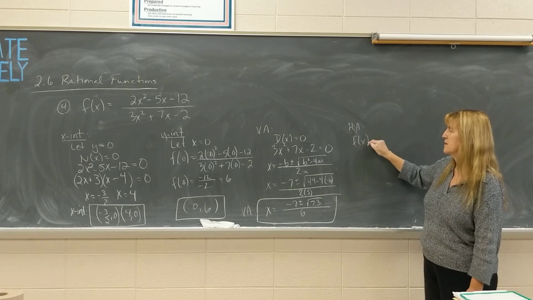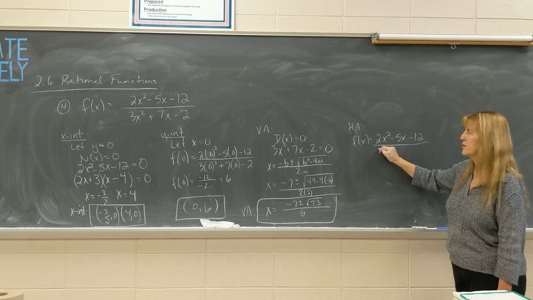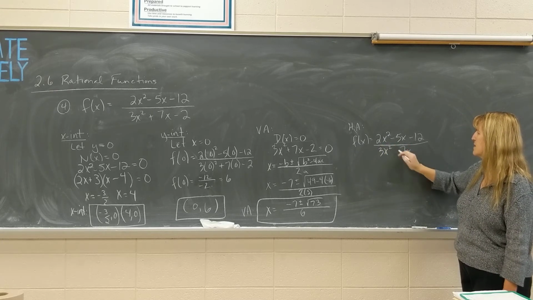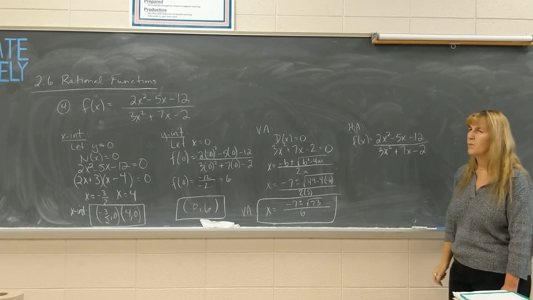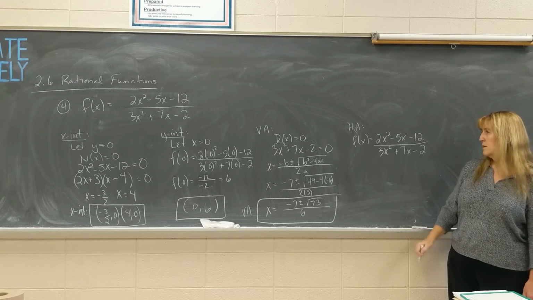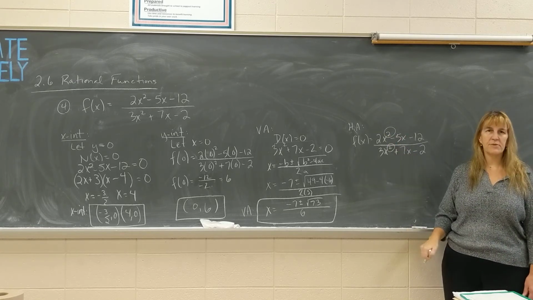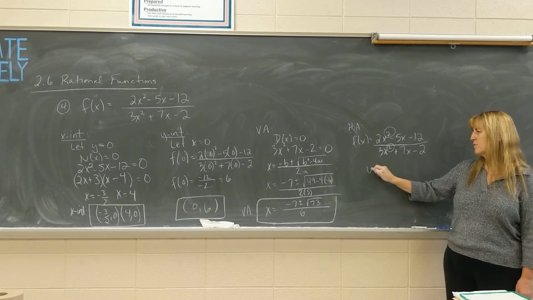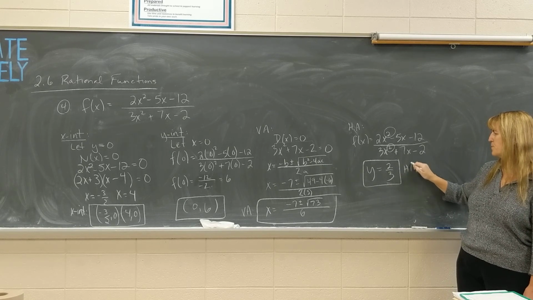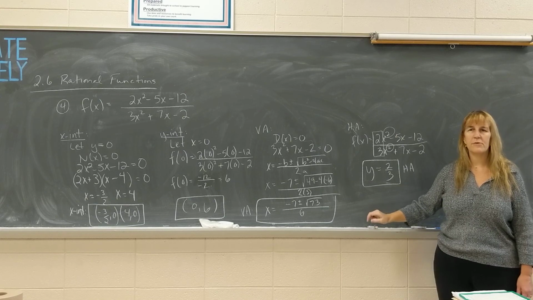And the last thing I need is my horizontal asymptote. So you see your function, 2x squared minus 5x minus 12 over 3x squared plus 7x minus 2. How do I find my horizontal asymptote? Look at the leading coefficients, because the degrees are equal. My 2 and 3 give me y equals 2/3, and this is my horizontal asymptote. Ready? 1, 2, 3.